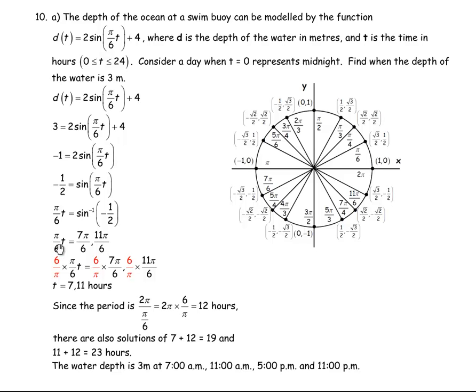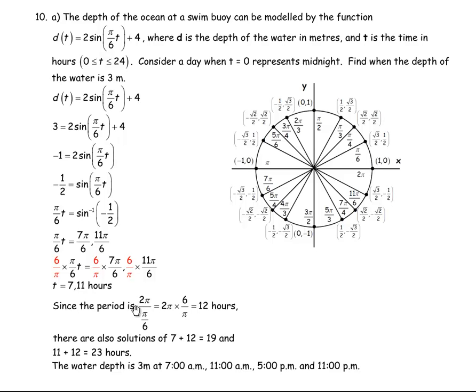Now, how we solve for t here is, if pi over 6 times t is equal to this, then the way I get t alone is I would multiply both sides by the reciprocal of pi over 6, which would be 6 over pi. And so those 6's divide out, the pi's divide out, and I'm left with just t. So I would multiply each of these by 6 over pi as well. The 6's divide out, the pi's divide out, that would give me an answer of 7. The 6's divide out, the pi's divide out, gives me an answer of 11. So there's 2 times that the depth would be 3 meters.